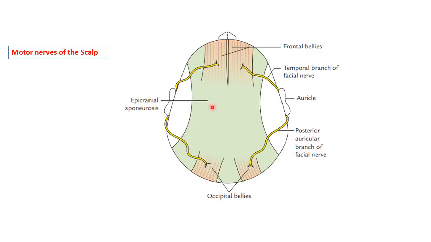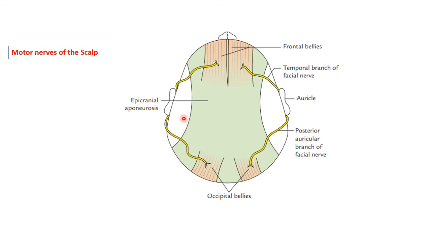Now we will discuss the nerve supply of the scalp. This is the scalp seen from above. This is the nose. These are the ears, auricles, and this is the occipitofrontalis muscle, and this is its aponeurosis. The scalp has both sensory supply and motor supply. First we will discuss the motor supply.